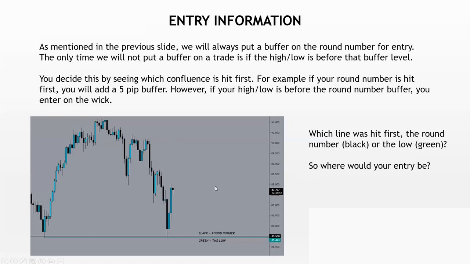So what I want you to do in the chat is answer this question for me. If this round number, aka the black line, is the first place price is going to hit before the wick, are you going to put a buffer on the trade, or are you going to just enter on the wick? What do you think?